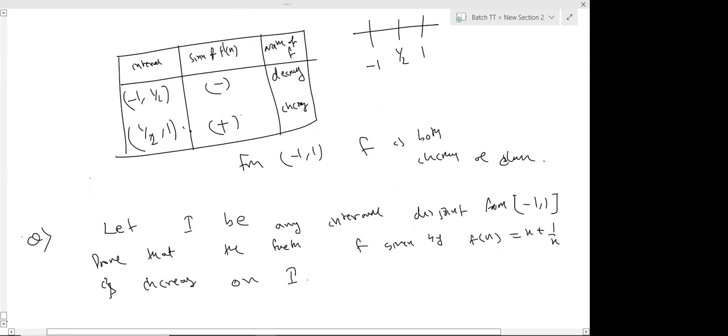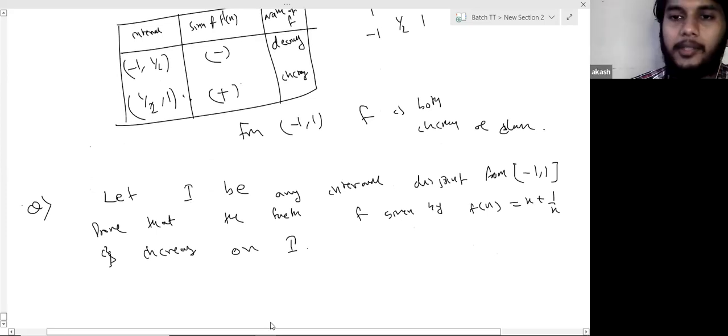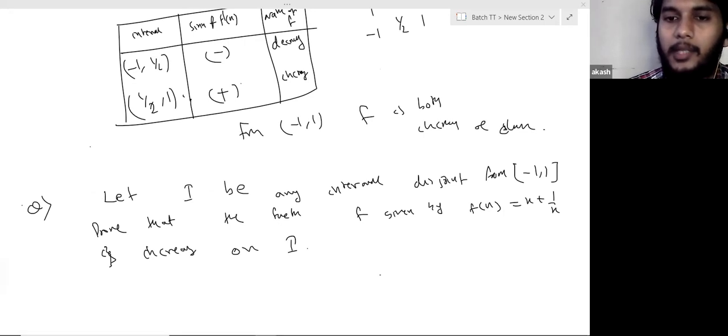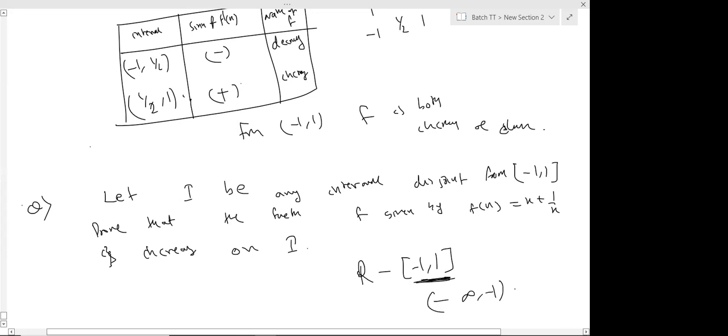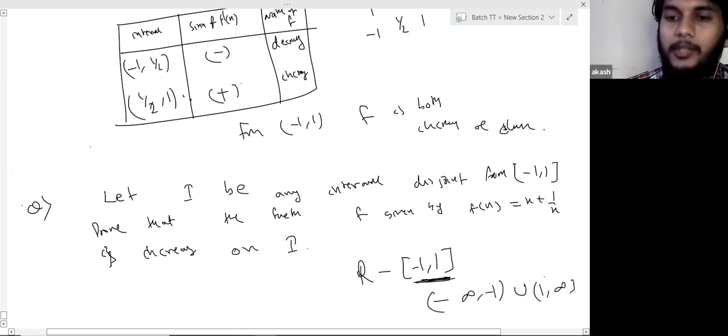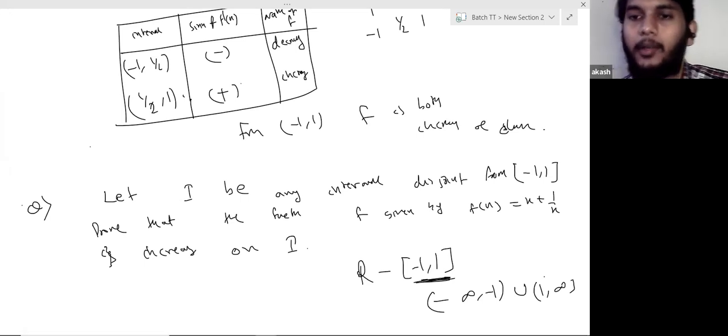Let me give you a quick hint about this. We are saying I be any interval disjoint from minus 1 to 1. That means what is the domain of this function? R minus this, minus 1 to 1. Everything except this. From minus infinity to minus 1? I didn't get it, sir. Like, interval disjoint means? Disjoint means except this.